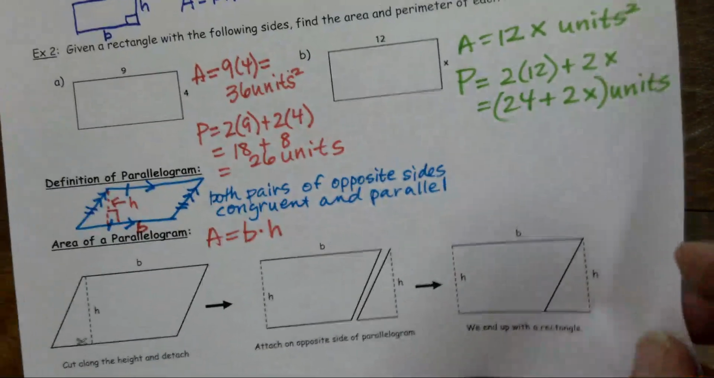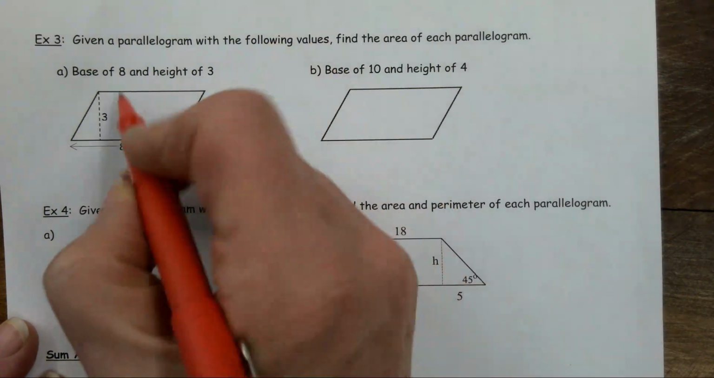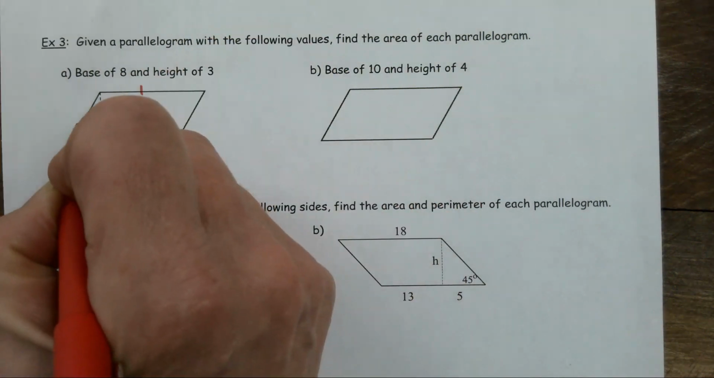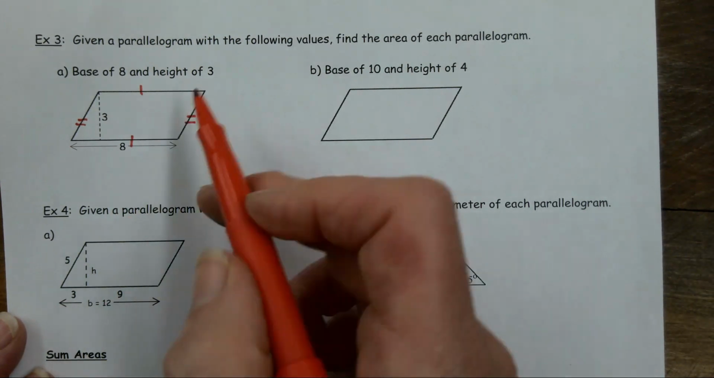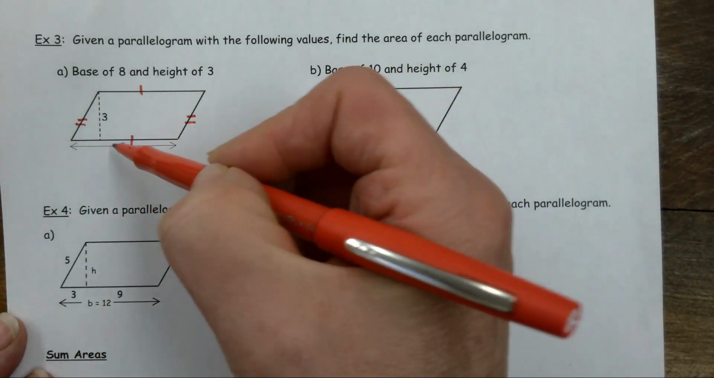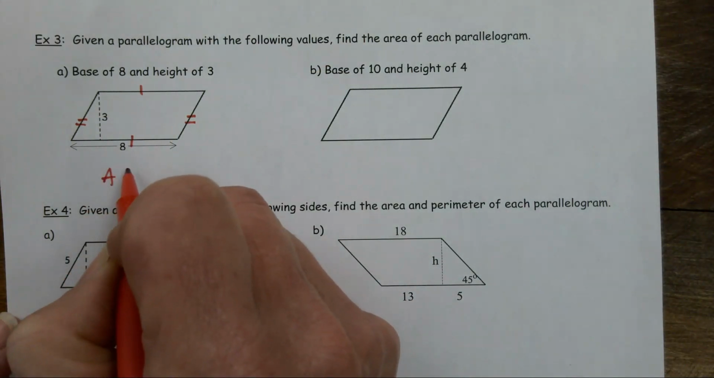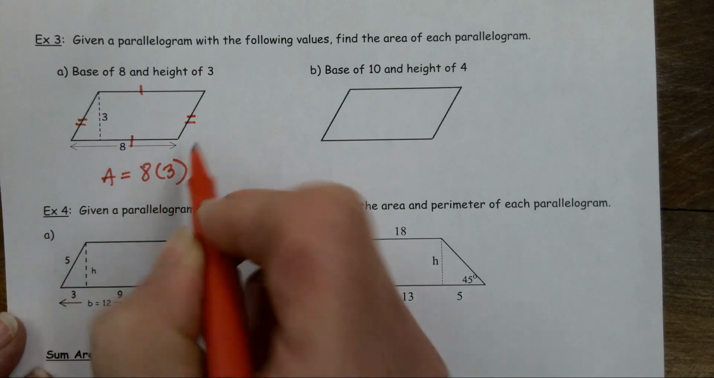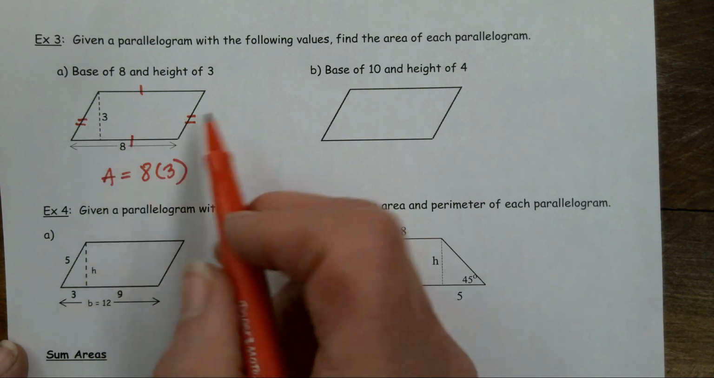So let's do a couple of problems. Because these are parallelograms, remember that opposite sides are congruent. So if I have a base of 8 and a height of 3, my area is just 8 times 3. Can I find the perimeter on this shape? Am I able to find the perimeter of this shape?